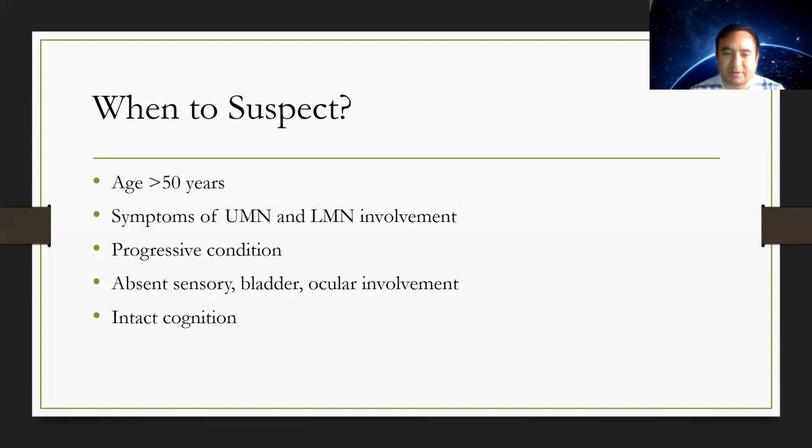Similarly, bladder incontinence and bowel incontinence are usually not symptoms of motor neuron disease, and there won't be any diplopia or nystagmus in a patient with motor neuron disease. Classically, it was thought that there should be intact cognition in a patient with motor neuron disease, though it can be associated with frontotemporal dementia in some conditions. So if the patient presents with pure motor neuron involvement, which is progressive, then one of our possibilities in the clinic is definitely motor neuron disease.